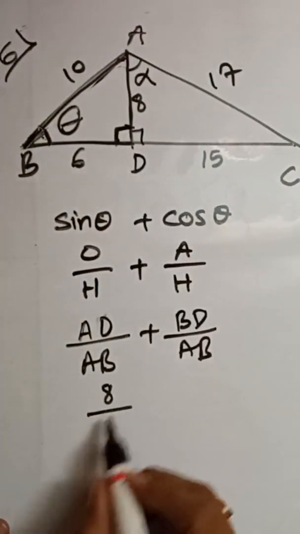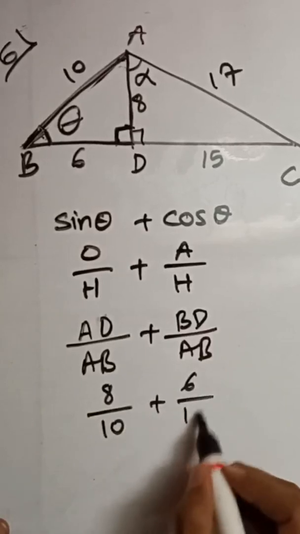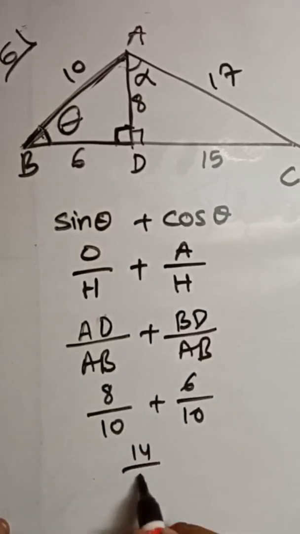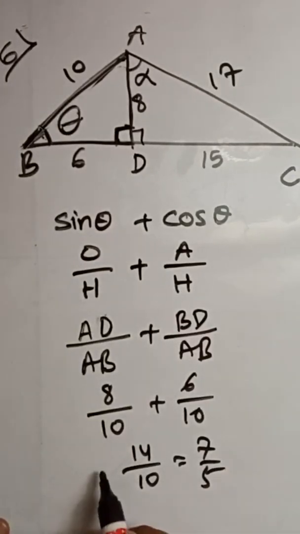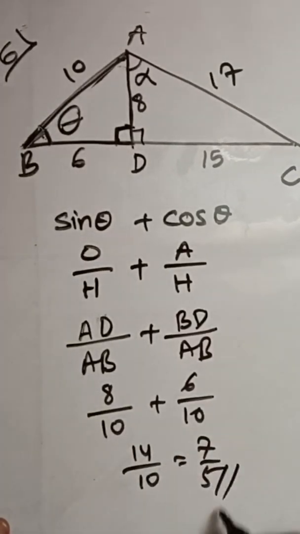Okay, so 8 upon 10 plus 6 upon 10, that is 14 upon 10, that is 7 upon 5. So this is your answer, 7 upon 5 for sine theta plus cos theta.